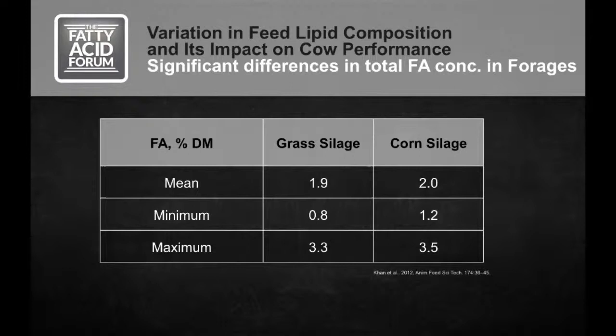So now moving forward to look at variability in the fatty acid concentration in forages. This is some data from the Netherlands that came out earlier this year, looking at both grass silage and corn silage, a large number of samples in both, and looking at the mean and then the minimum and maximum values for these different forages. And in both cases they saw about a 2 to 3-fold variation in total fatty acid concentration in grass and corn silages. And there's very limited data on some of these variabilities at present.